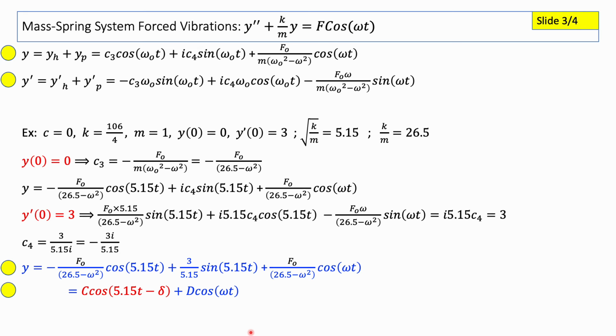So that is C cosine 5.15 t minus delta, you see, sine omega t, cosine omega t, plus d cosine omega t. These two can be combined, as we talked in the last class, into an amplitude and a phase. This coefficient and this coefficient, or this a1 and a2, can be combined to give you an amplitude, square root of a1 squared plus a2 squared, and a phase delta, which is tan inverse of a2 over a1. And d cosine omega t is exactly that term.